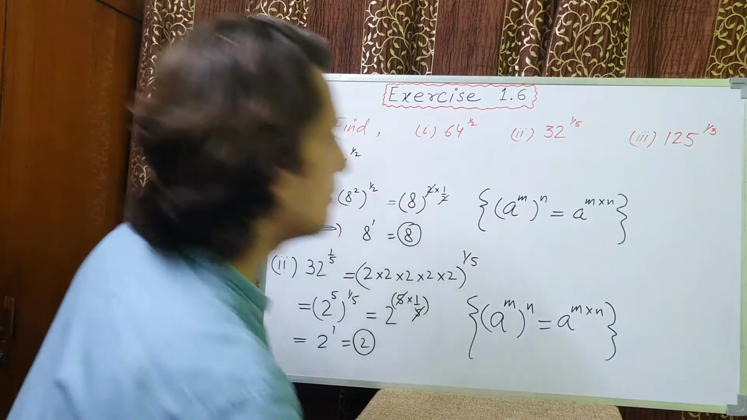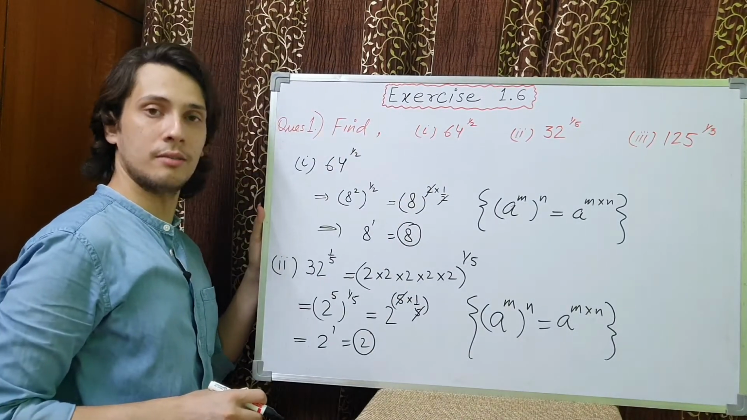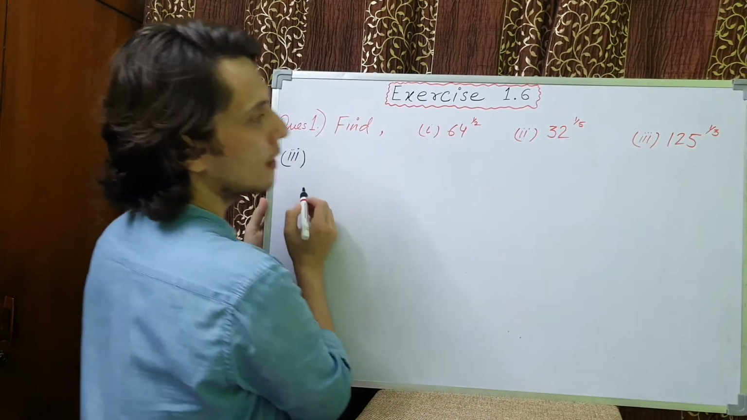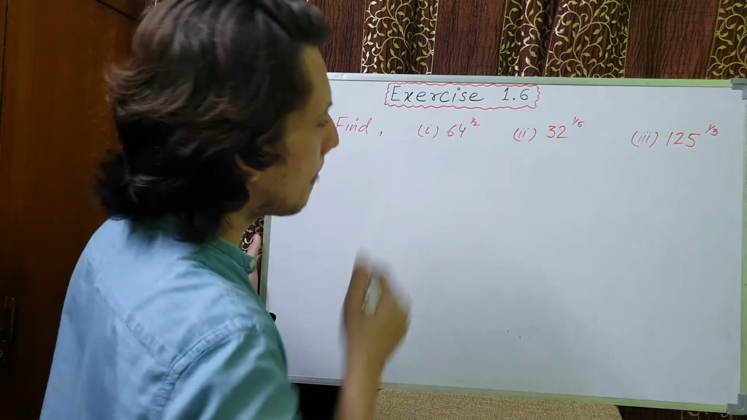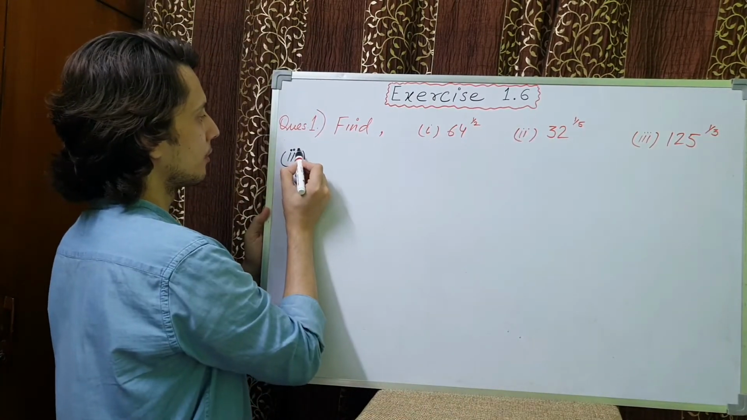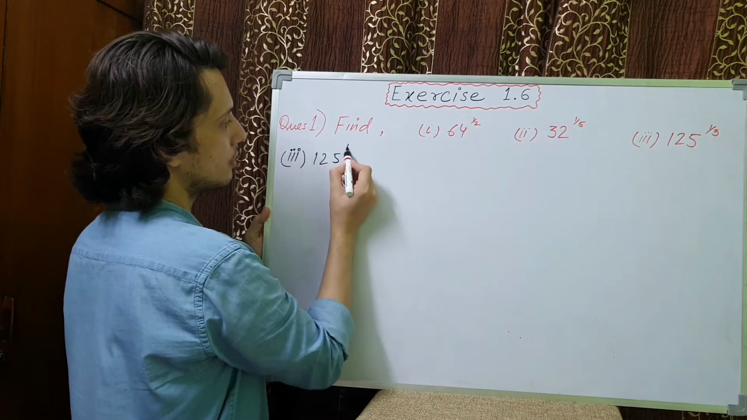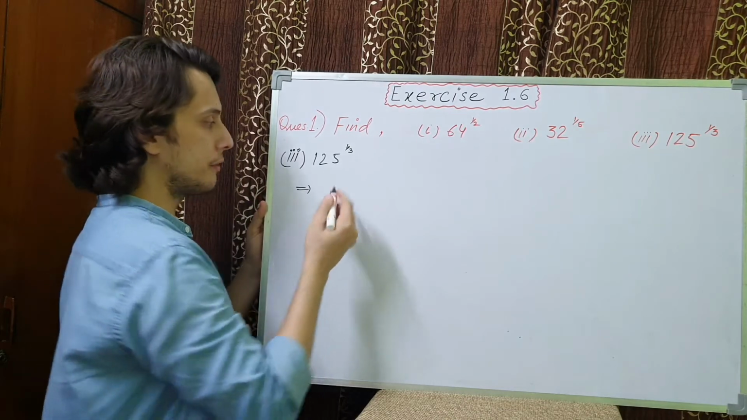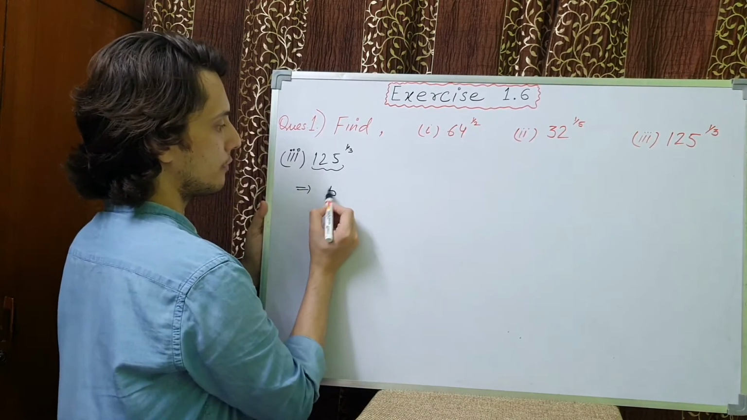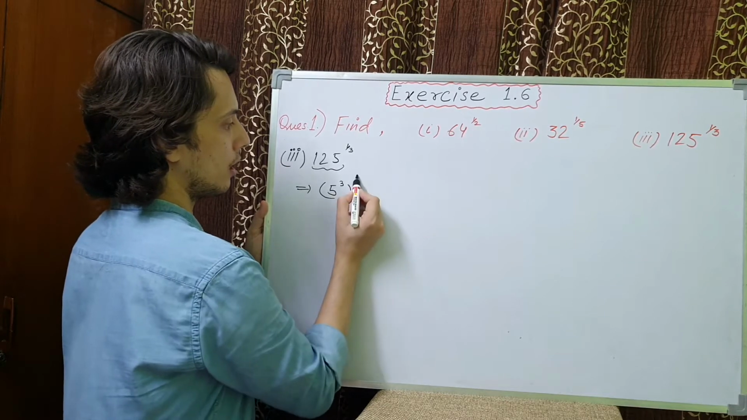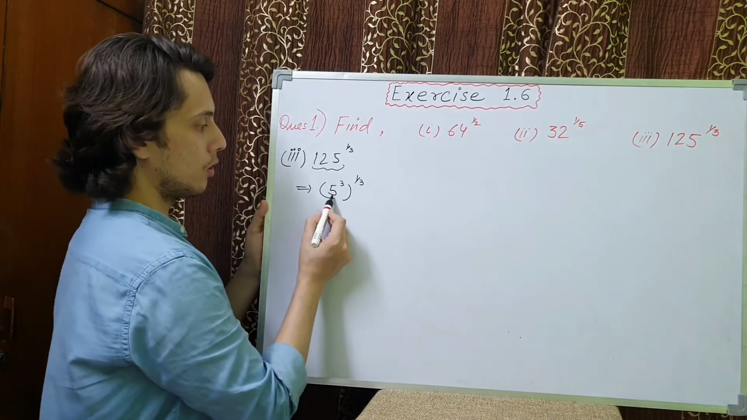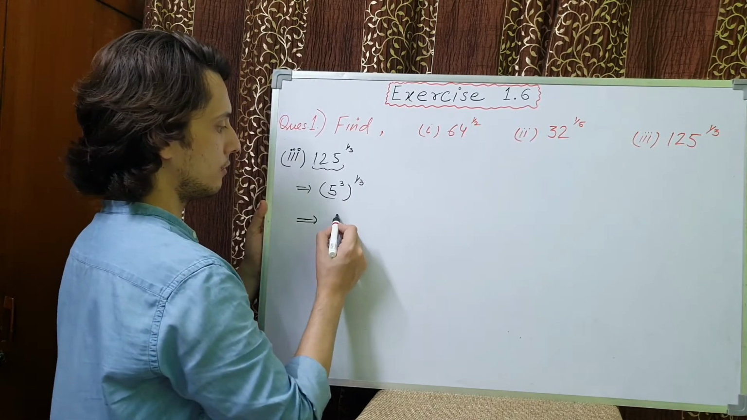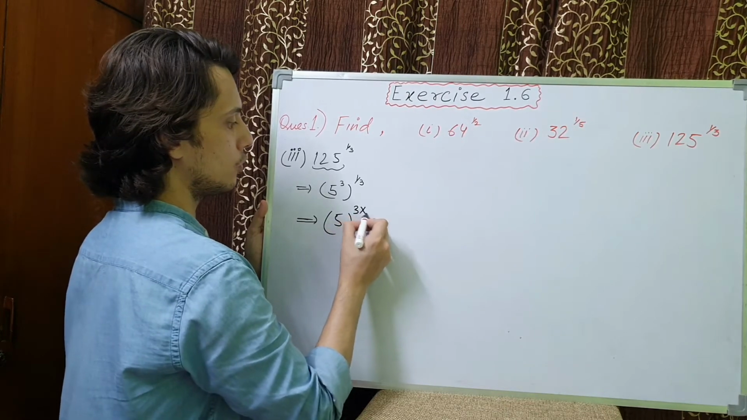Now we are moving to the last part. The third part says 125 raised to the power 1 upon 3. 125 raised to the power 1 over 3. So we all know the cube of 5, I can write this as 5 to the power 3, and outside the bracket it is 1 over 3, because 5 cube is 125. So what we get here is 5 raised to the power 3 into 1 over 3.